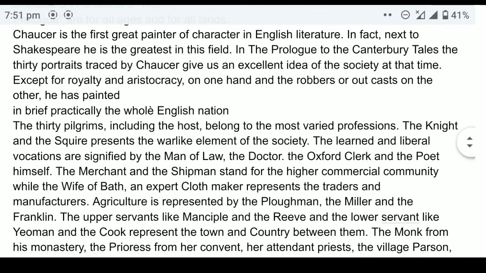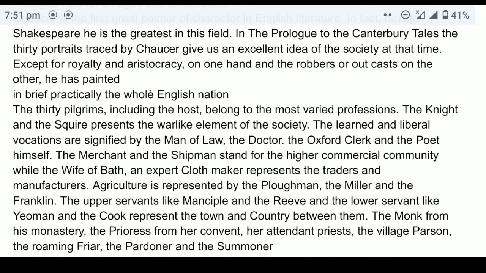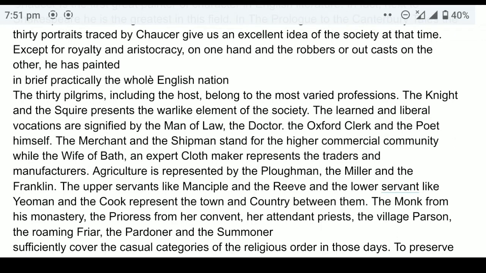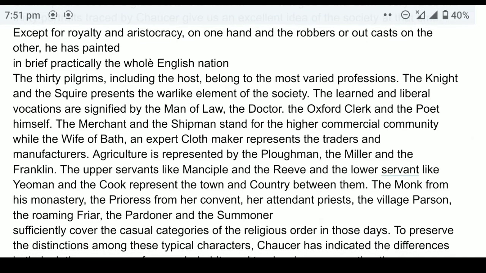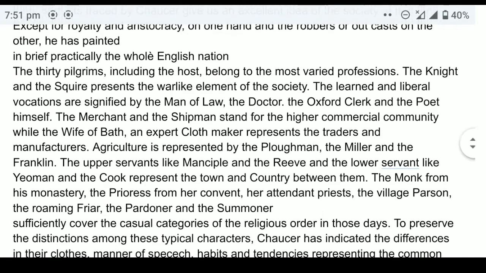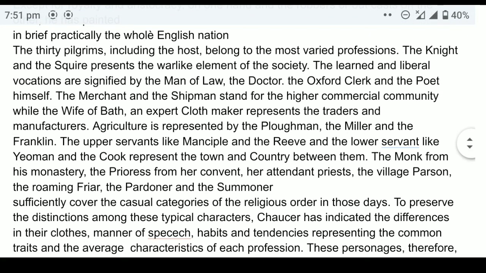Chaucer is the first great painter of character in English literature. In fact, next to Shakespeare, he is the greatest in this field. In the Prologue to the Canterbury Tales, the 30 portraits traced by Chaucer give us an excellent idea of the society at that time. Except for royalty and aristocracy on one hand and the robbers or outcasts on the other, he has painted in brief practically the whole English nation.